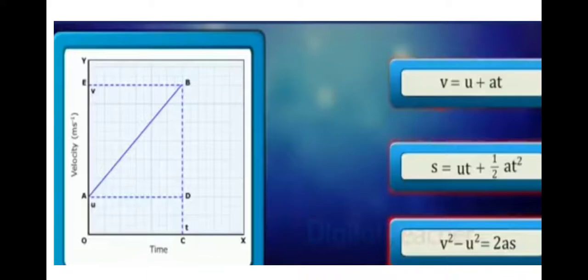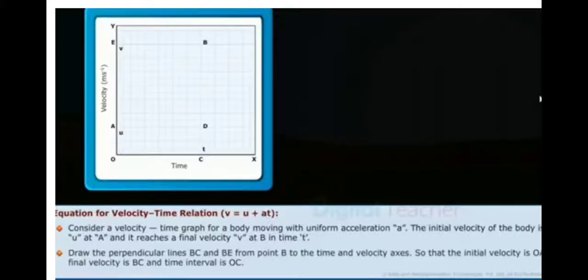Now, let's see equations of motion. Let us see the equations of motion by graphical method. The motion of a body moving with uniform acceleration can be described with the help of these equations called equations of motion. The equations of motion are v equals u plus at, s equals ut plus half at squared, v squared minus u squared equals 2as.